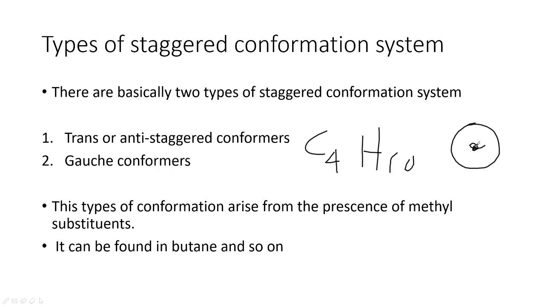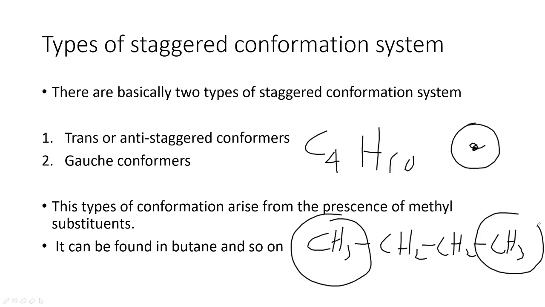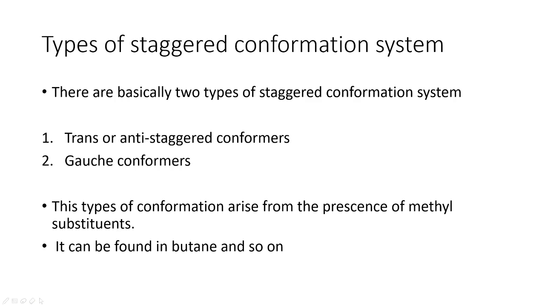And when we're using Newman projection, we only have two carbons attached to them. So the remaining two carbons that are left will turn into substituents. If I join this in, I can have CH3, CH2, CH2, and CH3. Now, these two carbons attached to carbon number one and carbon number two actually turn into substituent groups. And when they turn into substituent groups, we don't know what to classify them under, but they are still under staggered conformers. So we now divide staggered conformers into other forms, and that is the trans or anti-staggered conformers and the gauche conformers. Now, these types of conformation arise from the presence of methyl substituents, like I said earlier, and can be found in butane and compounds with further methyl groups attached to them. So let's go further.